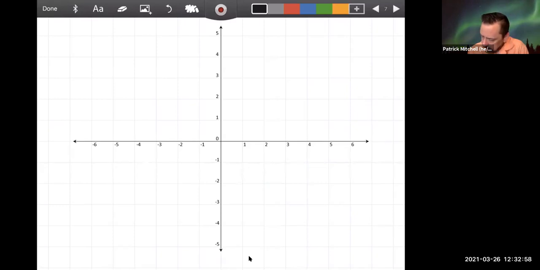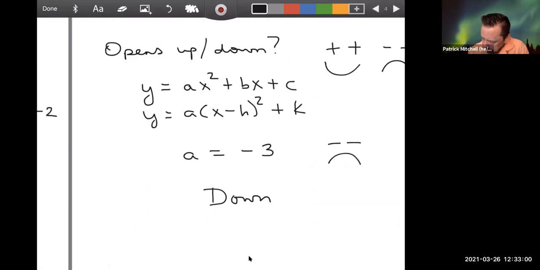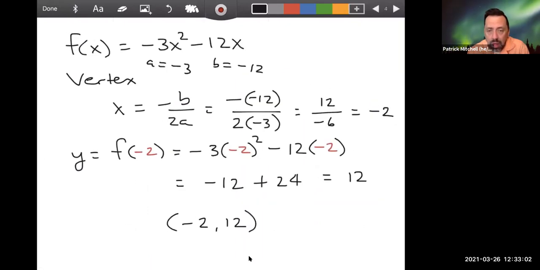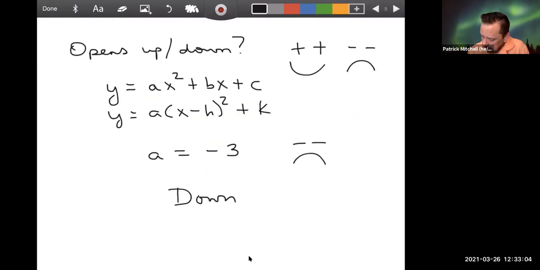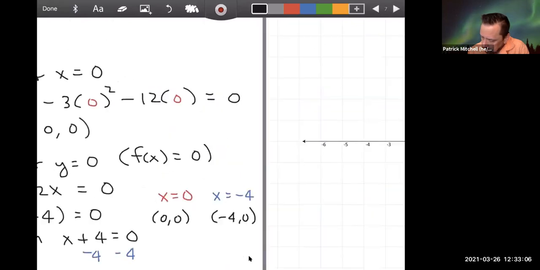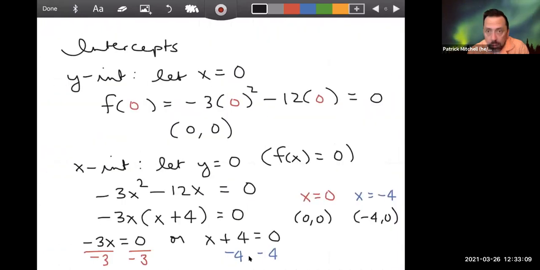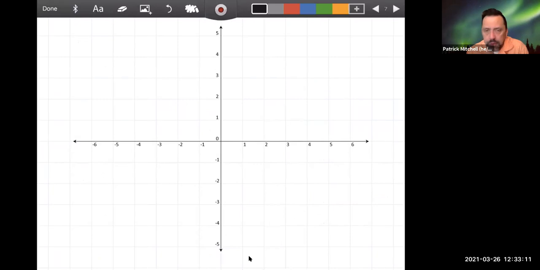Let's see, what points do we have so far? We have (-2, 12), and we have (0, 0), and (-4, 0), okay? So first of all, that means I'm going to have to scale my y-axis a little differently. I think I'm actually going to go by 3s so that I make sure I can get that 12 in there.